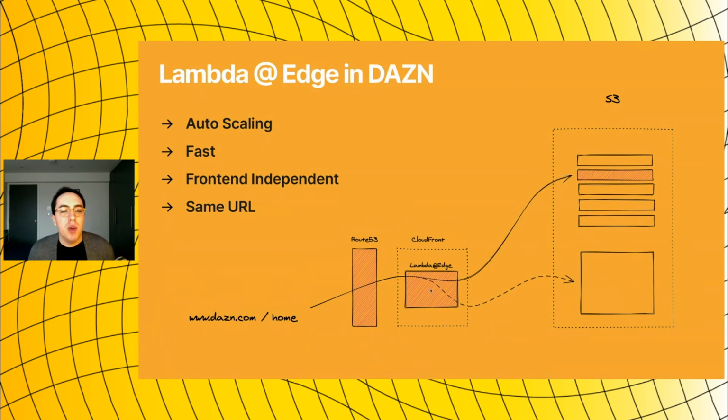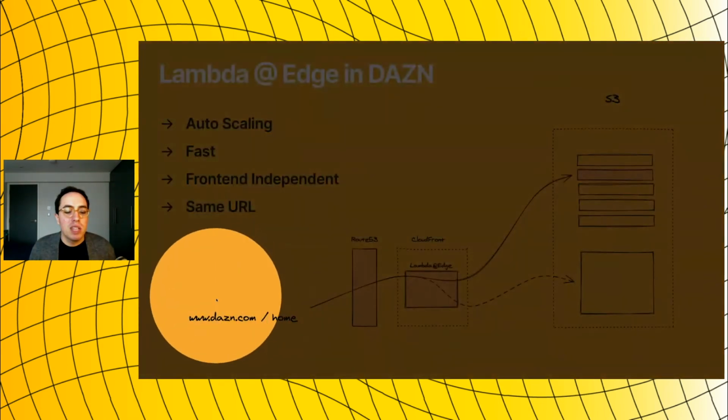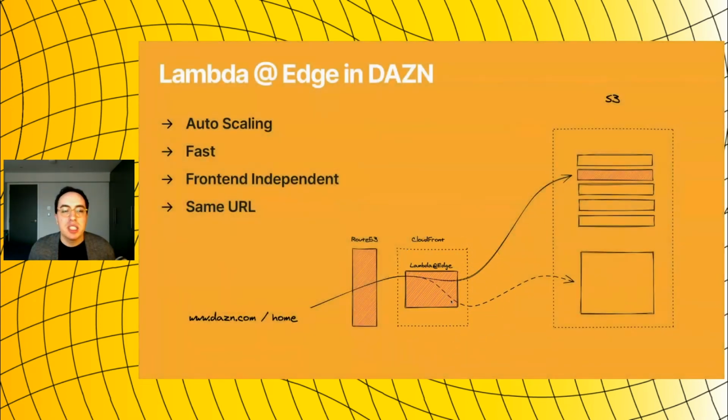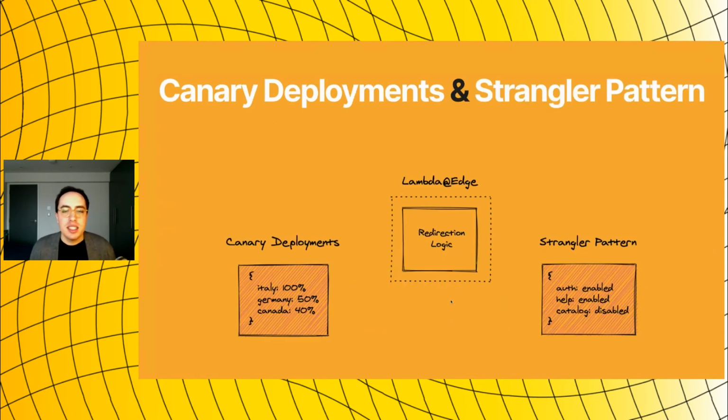And then same URL. Again, that's coming for free. www.dazn.com/home didn't change because this was already part of our architecture, so thumbs up. And then we got strangler pattern and canary deployment. We have a rough idea between events and outputs, inputs and outputs of the Lambda with CloudFront events that this is possible. But exactly how we're going to do this, let's see it now.